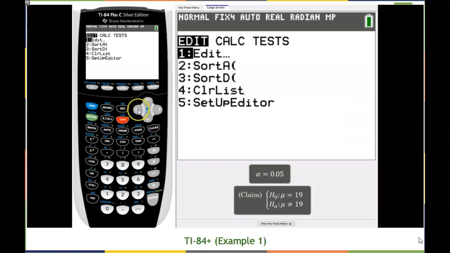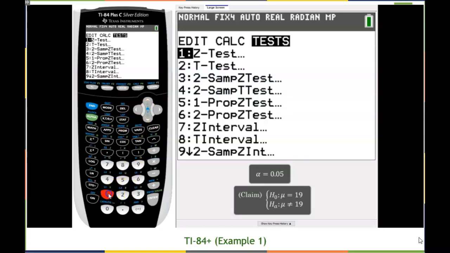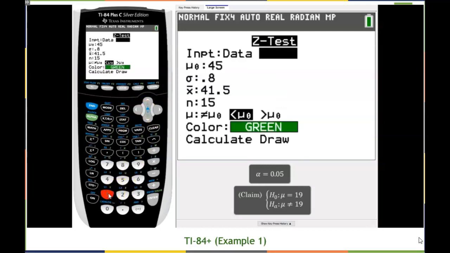Okay, now that we know what type of test, let's go ahead and run the test. So I'm going to go to Stat, Tests, and run a z-test. Now we have stats and not data. I don't have a list of data, so I'm not going to use that. I will use stats. Our mu naught is the 19.